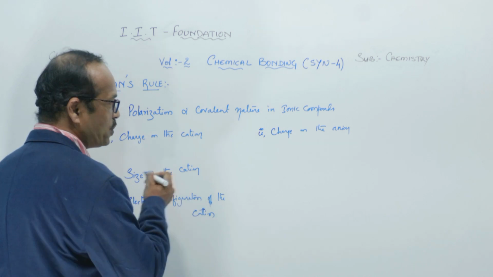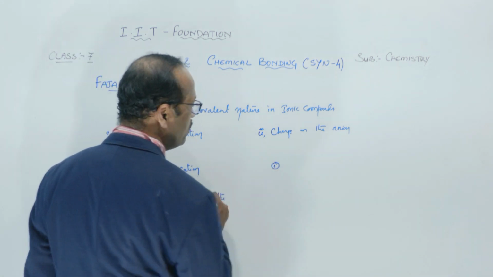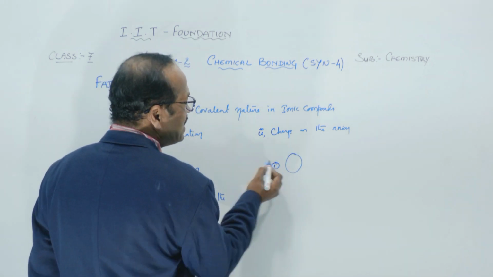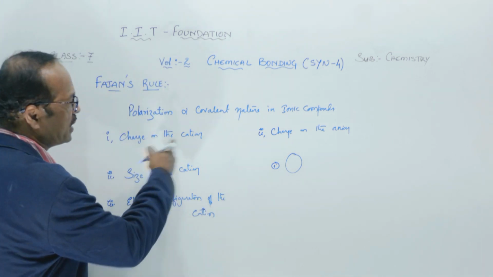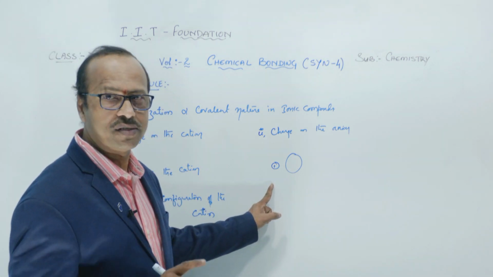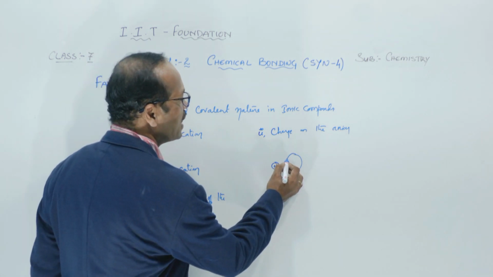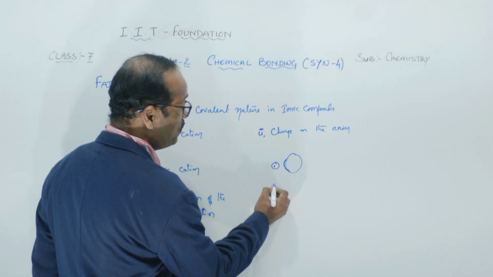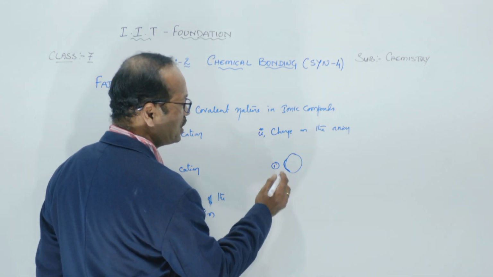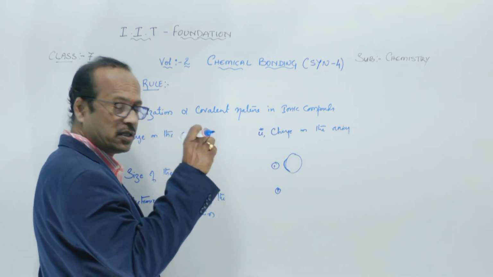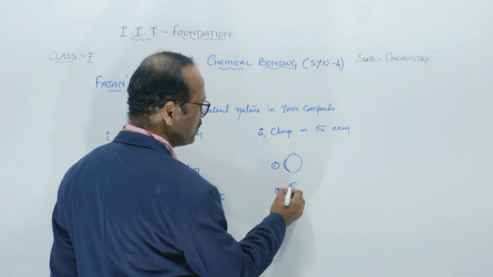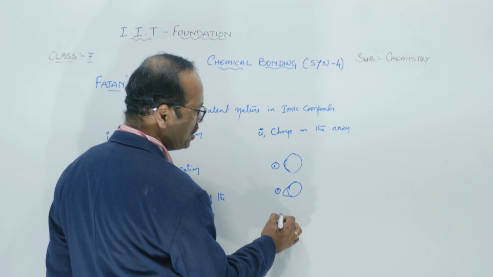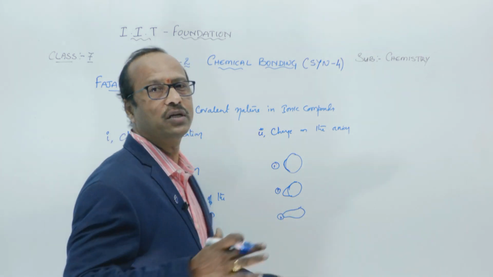For example, this is a smaller cation and this is an anion. It has less charge, just 1 unit of positive charge, let's imagine. It attracts the electron, so the shape becomes like this. If the charge on the cation is increased, it pulls the electrons more, so the shape becomes more distorted.